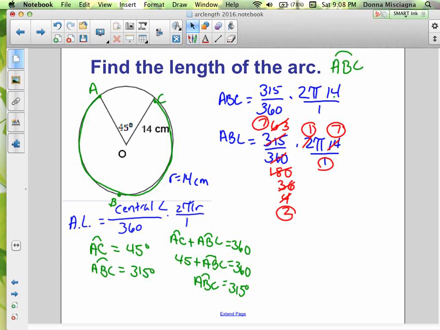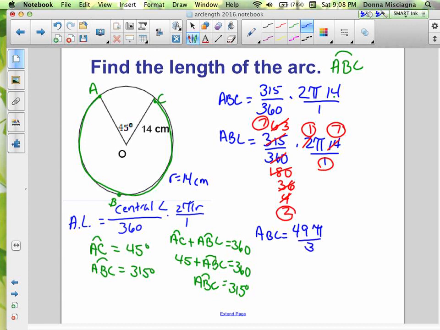So that means that the length of arc ABC is 7 times 1 times 7 times pi. That would be 49 pi. And then 3 times 1 is 3. So our length of our arc here is 49 pi thirds centimeters. And if we found the length of arc AC and added them together, again, we would have the entire circumference of the circle, because together, arc AC and arc ABC make up the whole circle.